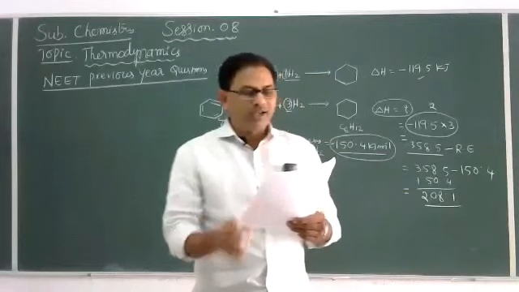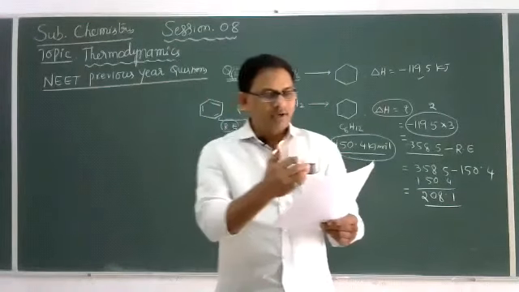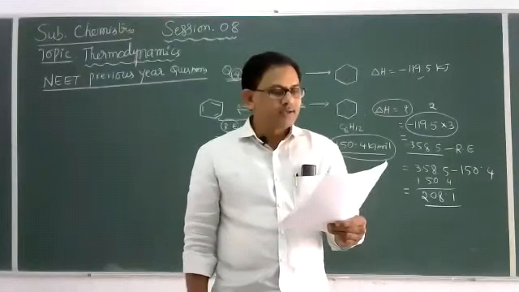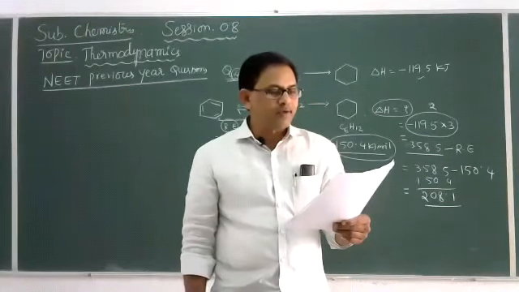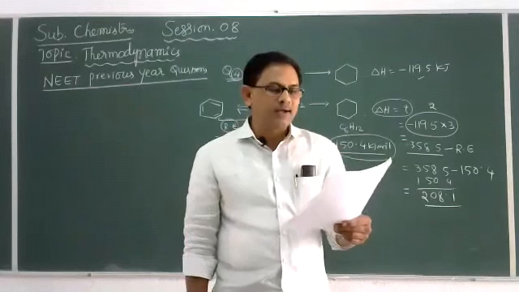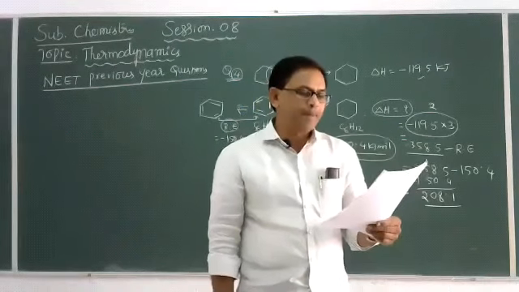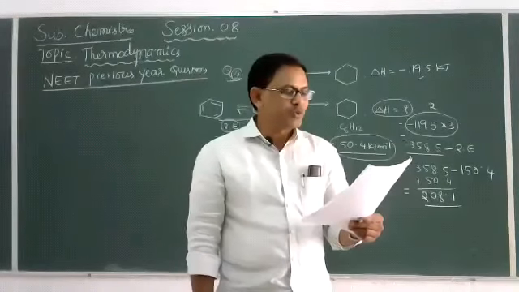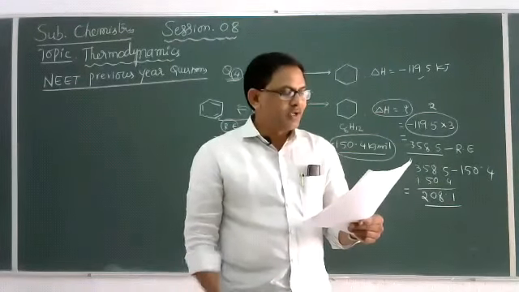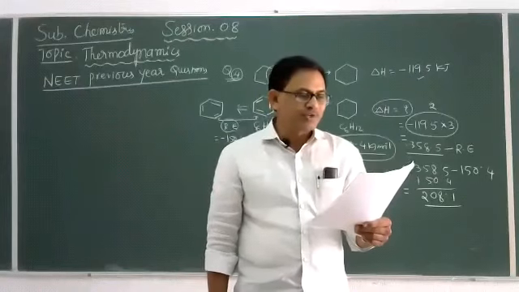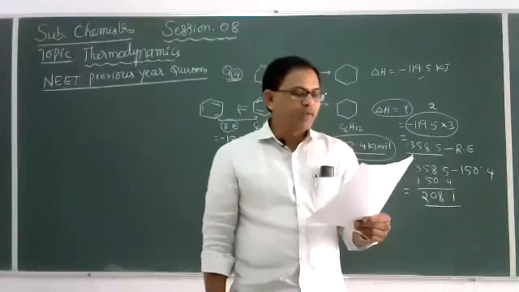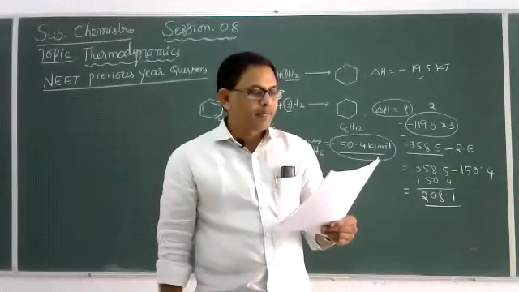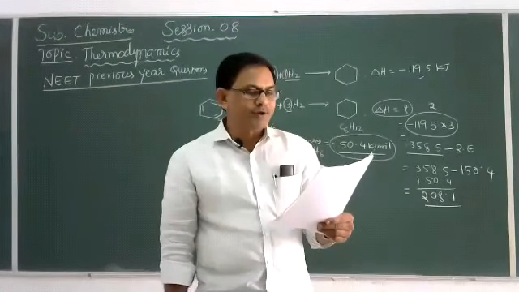Next, question number 5. Consider the following reactions. 4 reactions are given. First there are hydrogen ion and hydroxyl ion giving water. Second one is H2 plus half O2 gives H2O. Third one is CO2 plus H2 gives CO plus H2O. And fourth one is C2H2 plus 5/2 O2 gives 2CO2 plus H2O. The enthalpy of formation of water is asked.